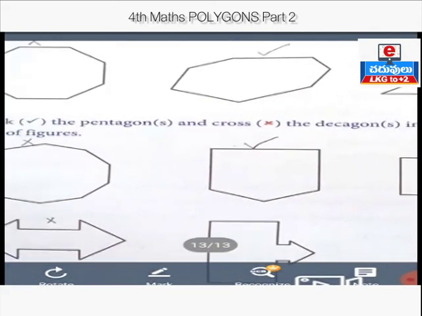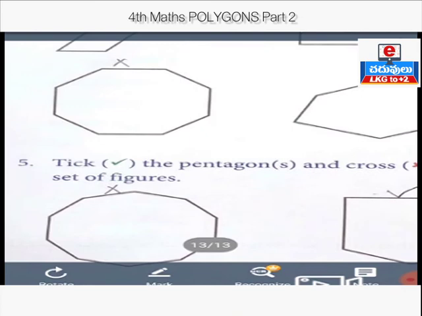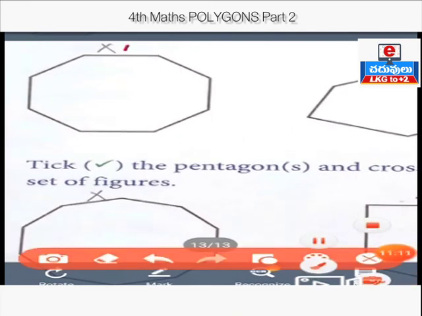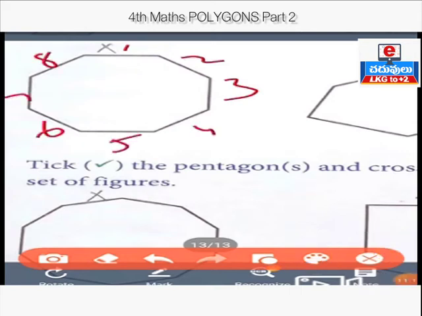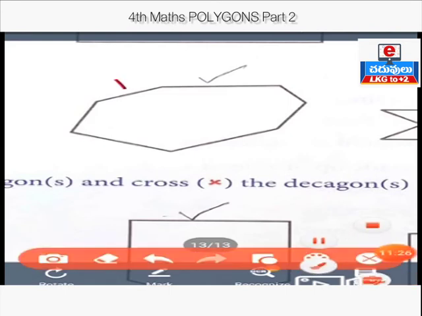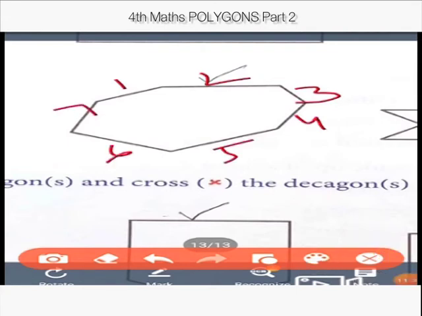Coming to the next line. How many sides will be there in this diagram? I'll count and show it to you. 1, 2, 3, 4, 5, 6, 7, 8. 8-sided means octagon. The octagon diagram you can cross out. Okay. Coming to the next diagram, how many sides will be there? 1, 2, 3, 4, 5, 6, 7. 7-sided means we can tick this diagram.